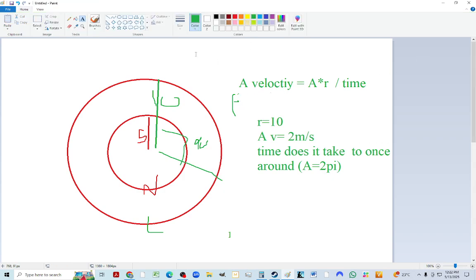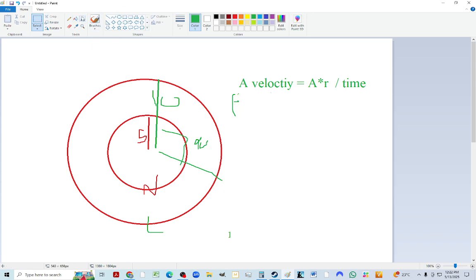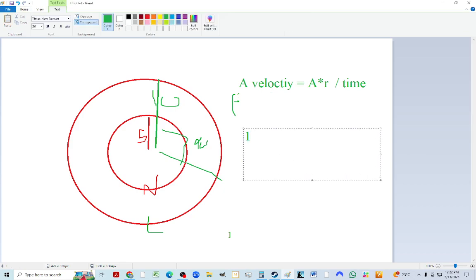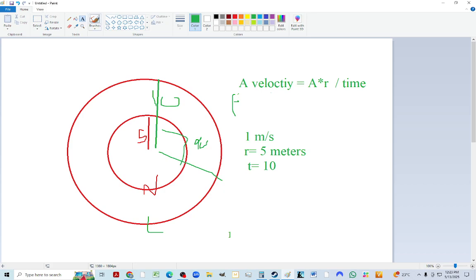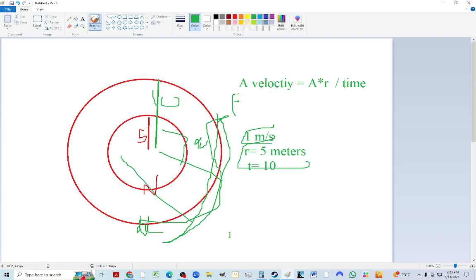They can also give a situation where they don't tell you the angle. They can say, okay, your angular velocity is 1 meter per second. The radius, they tell you, is 5 meters. They tell you it takes you 10 seconds to go from point A to point B. They say, you get on here and you end up here. How much distance is that? Based on 1 meter per second, the radius of 5 meters, and it taking you 10 seconds to go from here to here, well, it's the same thing.